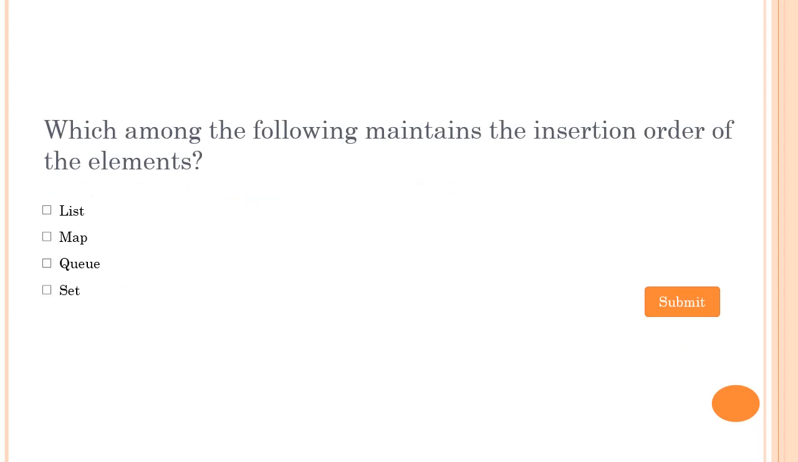Another question. Which among the following maintains the insertion order of the element? List, map, queue, and set. The data structure that maintains the insertion order are both list and queue. For the map and set, we don't have an order while inserting the elements. We don't know in which index each element is inserted.